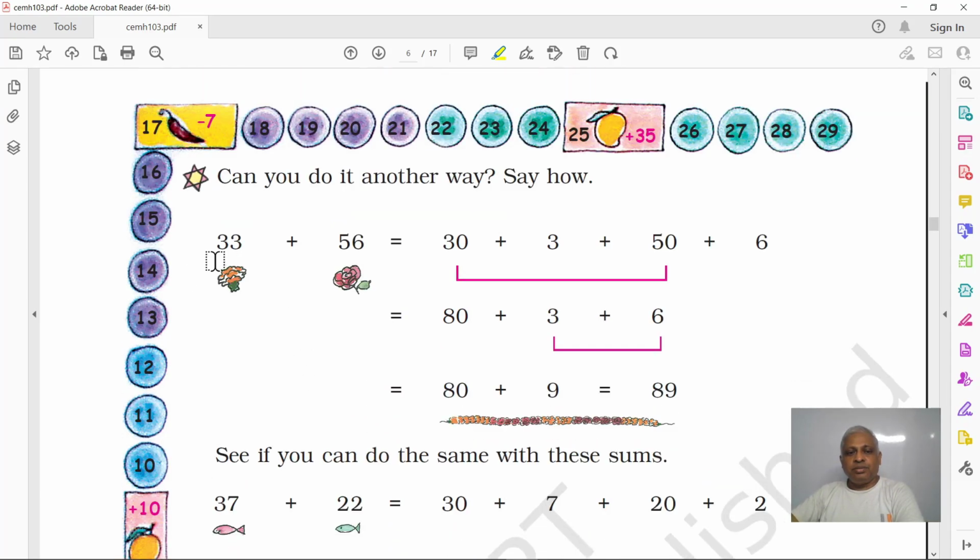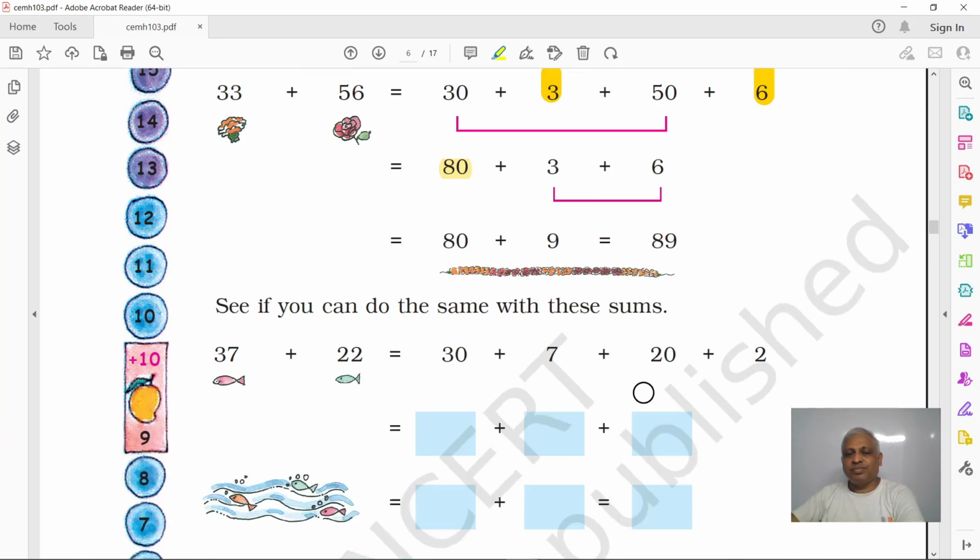Okay, here, how do we add 33 plus 56? 33 is split like this: 33 is 30 plus 3. 56 is 50 plus 6. Now adding tens first, 50 plus 30, that is 80. And adding the ones, 3 plus 6 is 9. So 89. Easier, right?